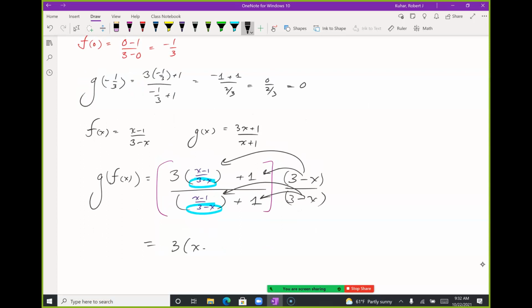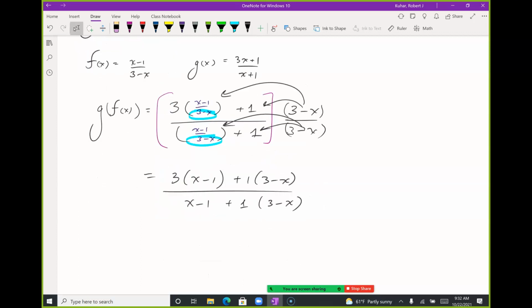So I get 3 times x minus 1 plus 1 times 3 minus x. I'm not trying to do too much here. I'm just trying to do a simple baby step every time just to see what happens. So I'm going to distribute upstairs. I get a 3x minus 3 plus a 3 minus x. Distribute downstairs.